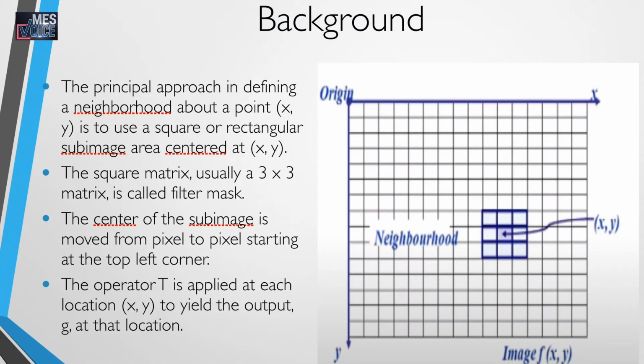The principal approach in defining a neighborhood about a point (x,y) is to use a square or rectangular subimage area centered at (x,y). The square matrix, usually a 3x3 matrix, is called a filter mask. The center of the subimage is moved from pixel to pixel starting from the top left corner of the image. The operator T is applied at each location (x,y) to yield the output g at that location.